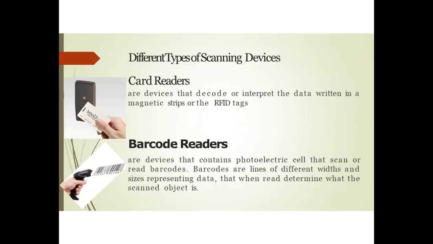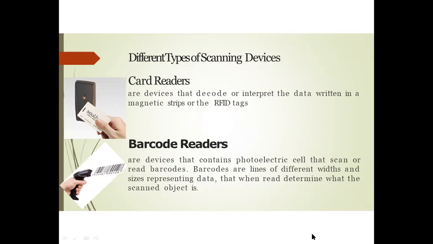We have also different types of scanning devices. The first one is the card readers. Card readers are devices that decode or interpret the data written in magnetic strips or RFID tags. As you can see in the picture, this one is the card, and then it is being read by the card reader. So yung magnetic strips nito ang binabasa ng card reader.